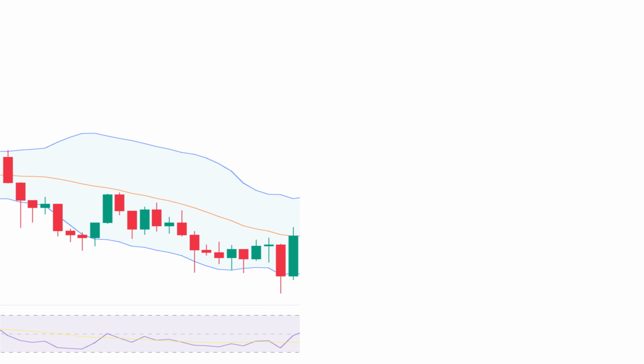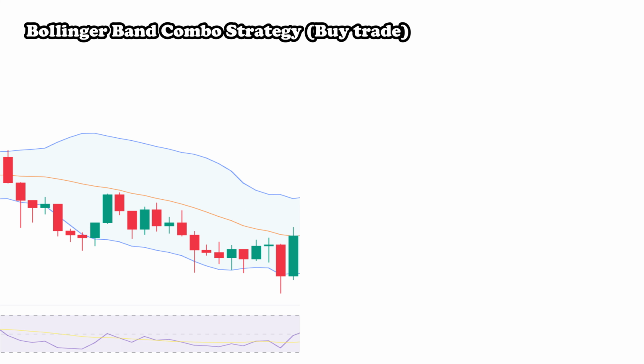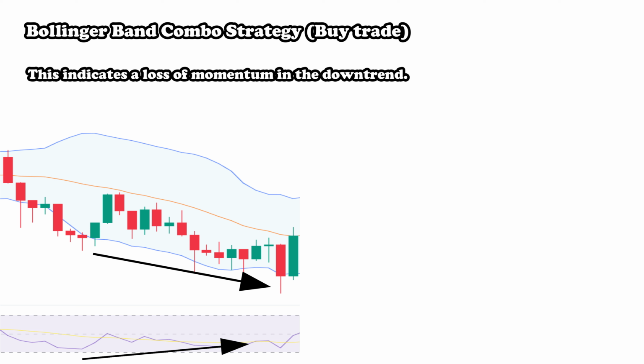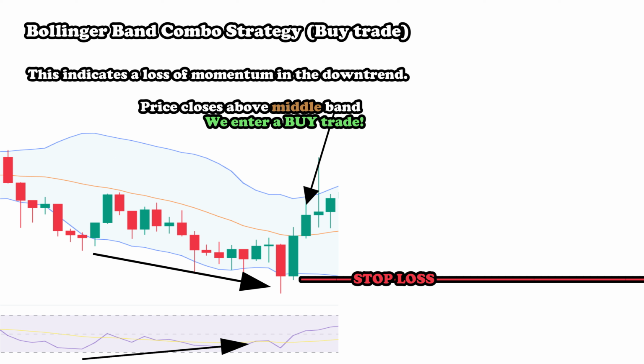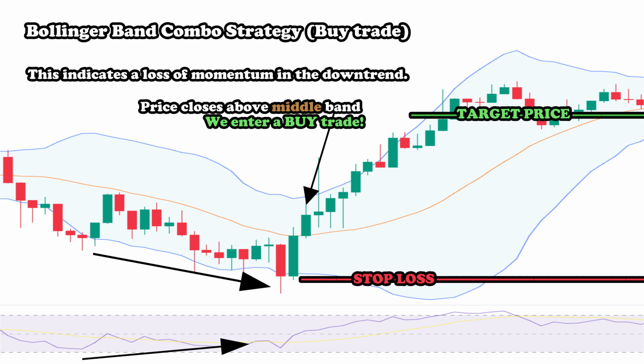Let us now take a look at a buy setup. Here, you can see that the price has made lower lows but the RSI has made higher lows, indicating a loss of momentum in the downtrend. Before we make a move, we wait for the price to close above the middle band of the Bollinger Bands. When this happens, we enter at the close of that candle. We keep our stop loss below the lower band and set our targets at a 2-to-1 risk-reward ratio. As you can see, this was a profitable trade.